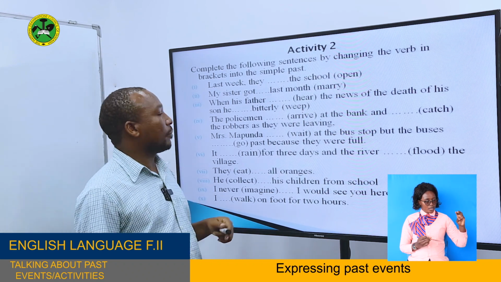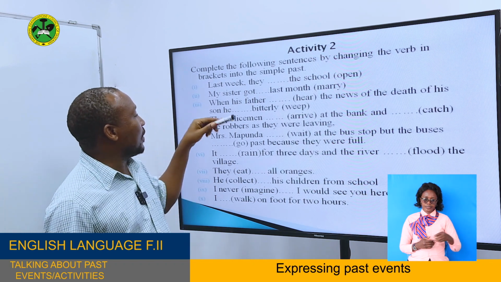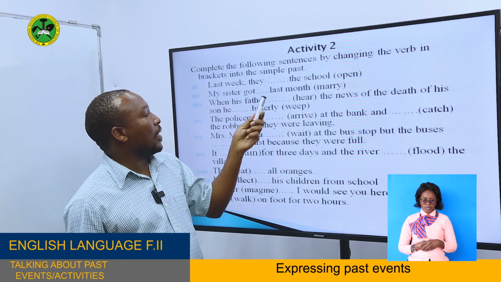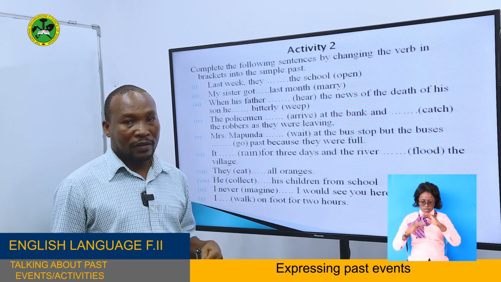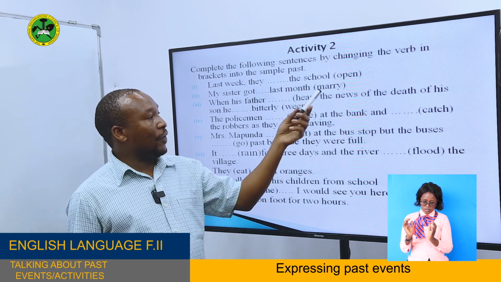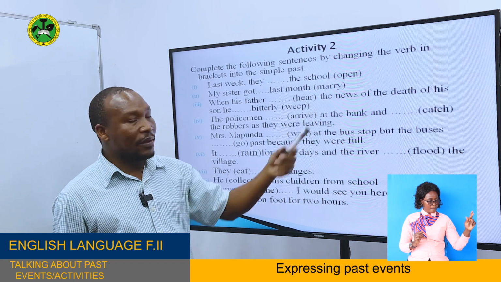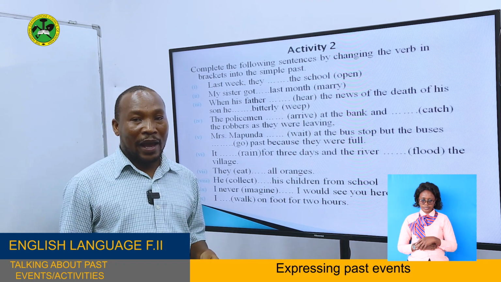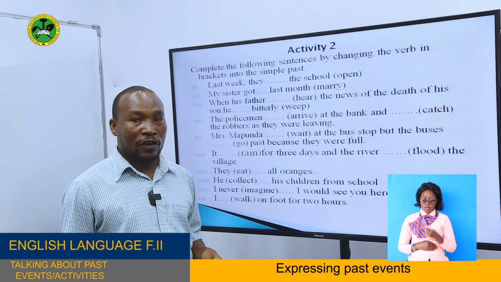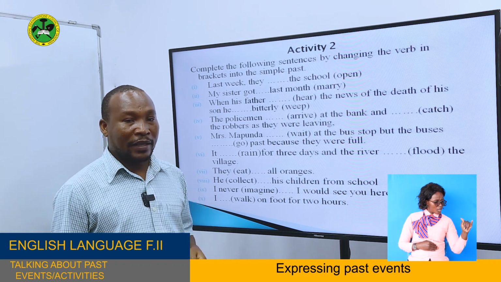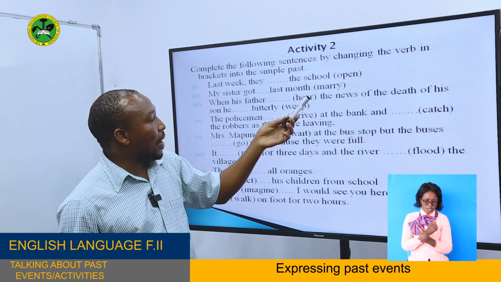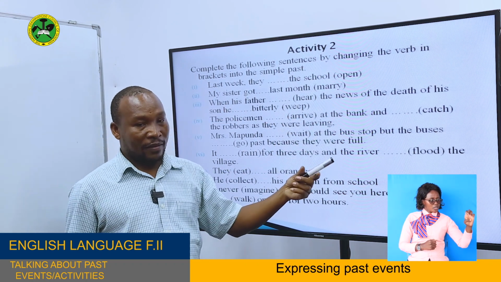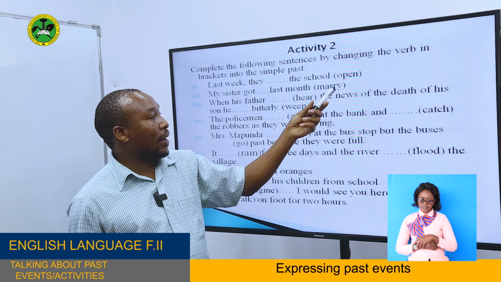Roman 2. My sister got (marry) last month. The verb is marry. When we have a verb like this that ends with y, we change the y to i, followed by ed. For that case, it will read, my sister got married last month. Therefore, it will be married.